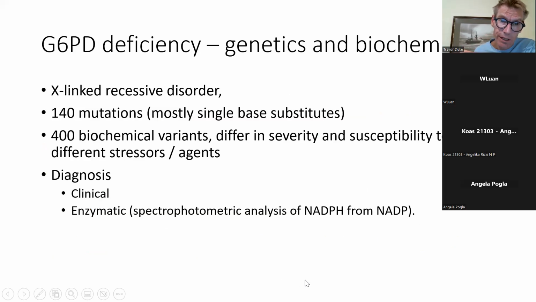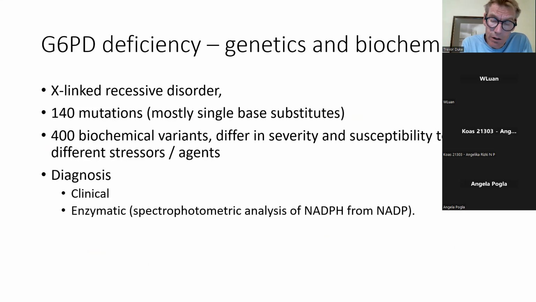I mentioned before that G6PD is a genetic disorder. It's X-linked recessive. There are about 140 mutations, so lots of different forms of G6PD, and there's several hundred biochemical variants. So they differ in terms of severity and susceptibility to stressors and different agents. And the diagnosis is largely clinical.